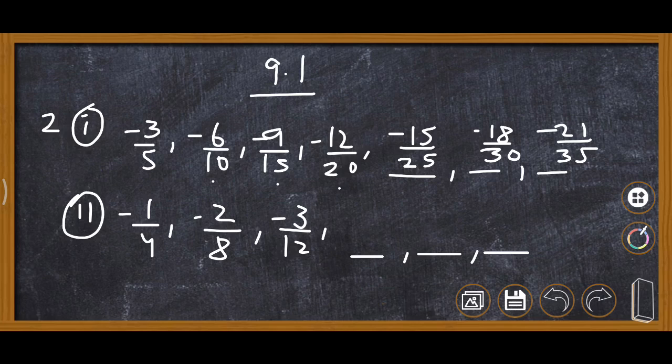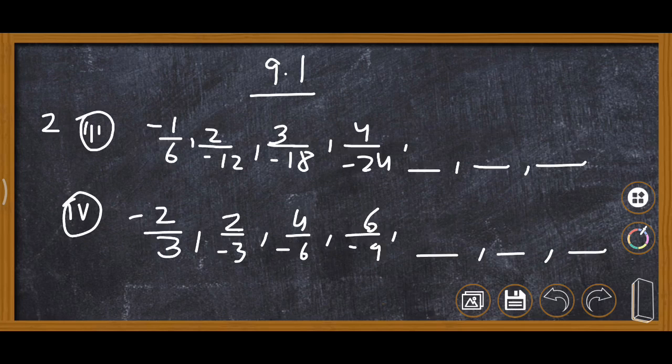Here you can see it is increasing. So here minus 1, minus 2, minus 3, minus 4, minus 5, minus 6. And in the denominator you can see the table of 4: 4 1s are 4, 4 2s are 8, 4 3s are 12, 4 4s are 16, 4 5s are 20, 4 6s are 24. So in this way you are required to write it.